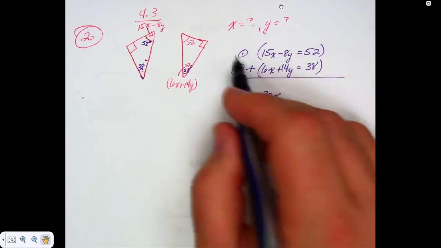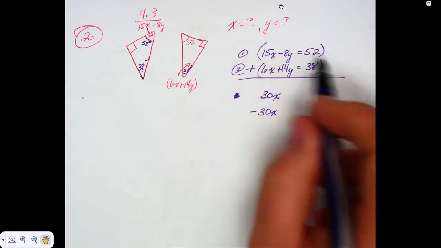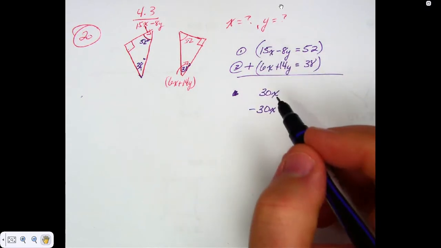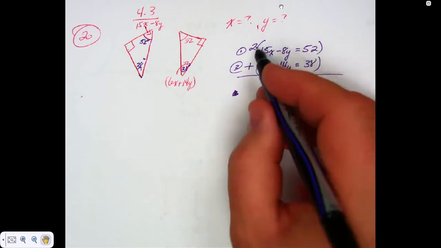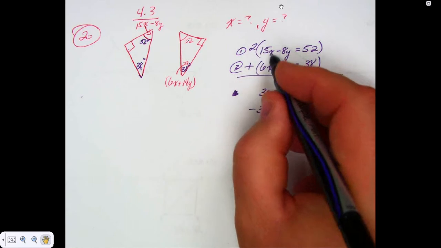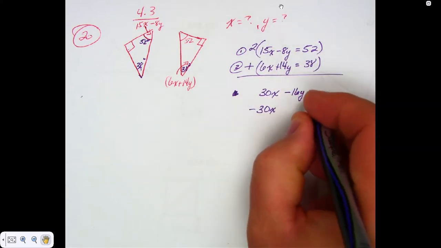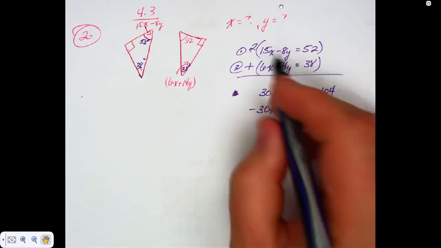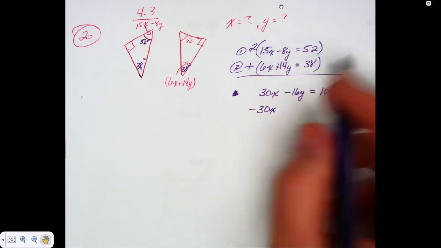Well, I have to always keep an equation what? Balanced. So I can manipulate it any way I want. Well, if I want to make that into 30, what do I have to multiply 15 by? 2, right? But to keep it balanced, if I multiply this term by 2, I have to multiply every term by what? So 2 times 15, 30x. 2 times negative 8y, negative 16y, is equal to 2 times 52 is 104. See how I kept the equation balanced, and I made it look like something that will help me.